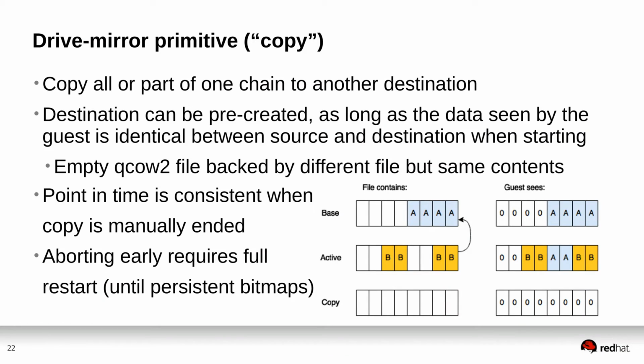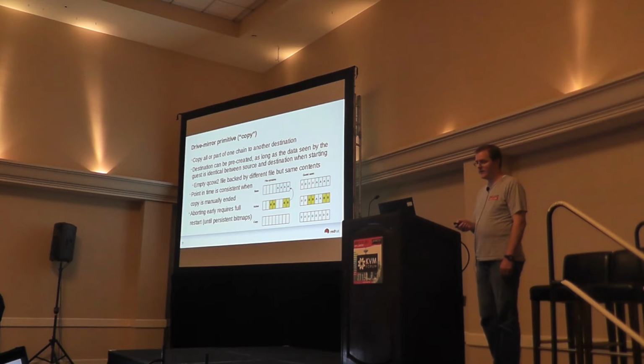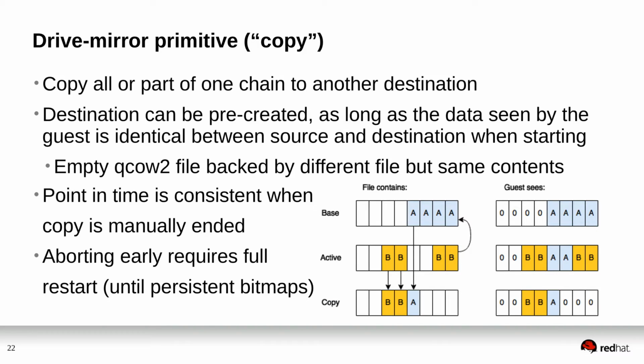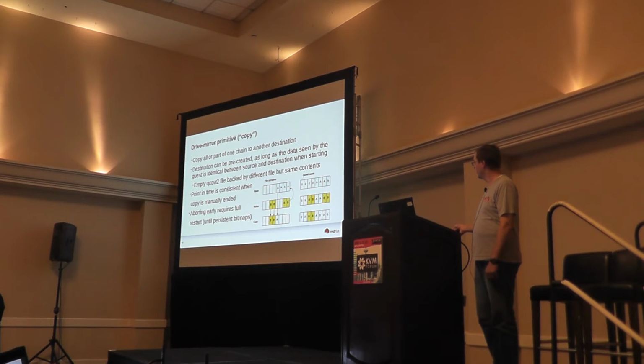Another primitive is the drive mirror. This is where we take one image and, while the guest is running, copy the active layer into a destination of the guest's choosing. We can either do a deep copy, where the copy created sees everything that the guest saw, or a shallow copy. I'm going to start with a deep copy. In fact, I'm going to start this operation in block stream or drive mirror.